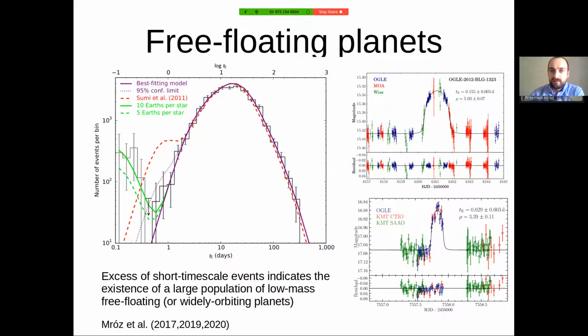Our current understanding of planet formation tells us that there should exist a population of objects that have been ejected from their parent planetary systems, and they are now free-floating. They are now wandering the Milky Way without a star. So how to find them?